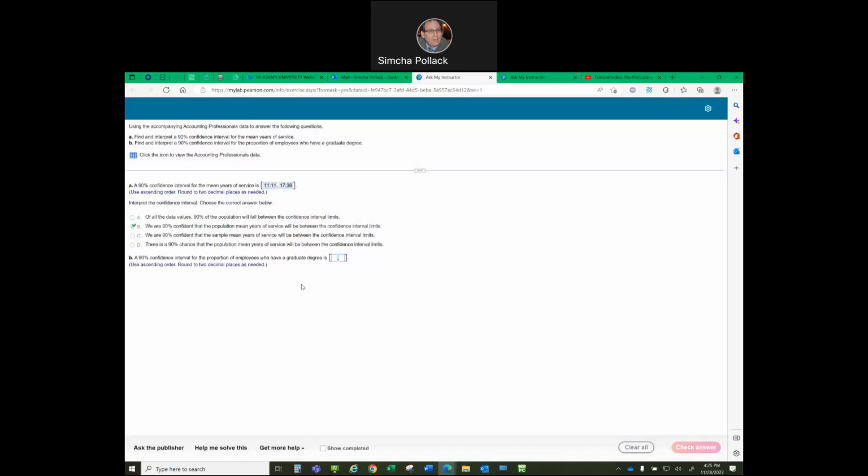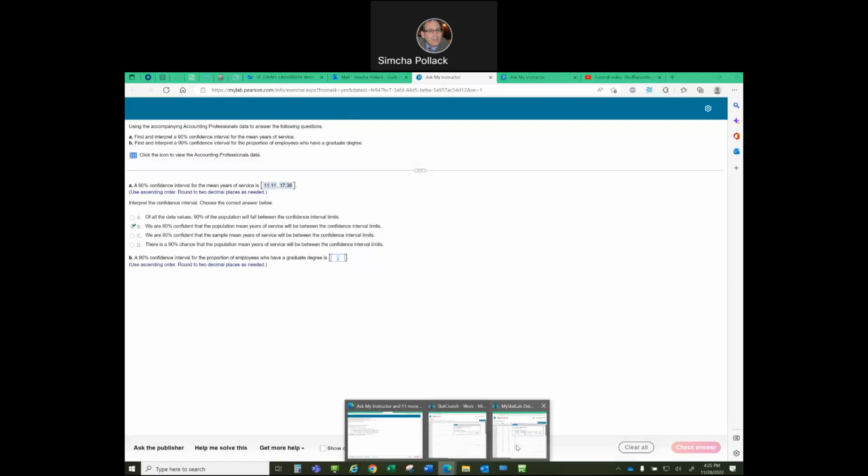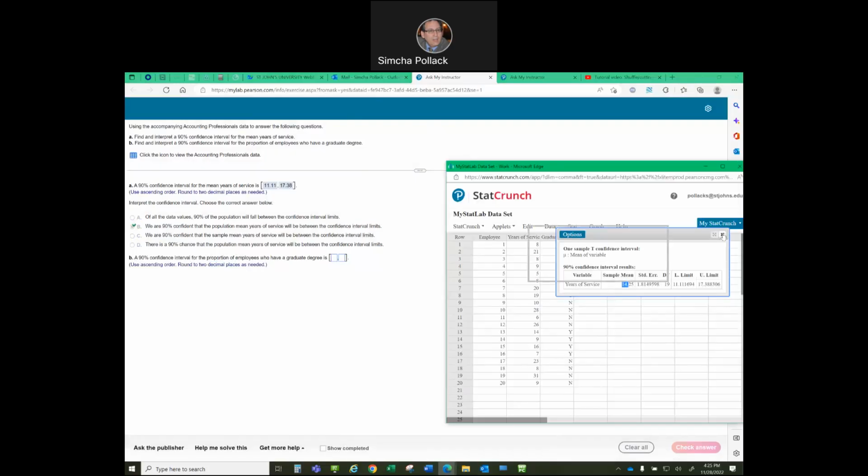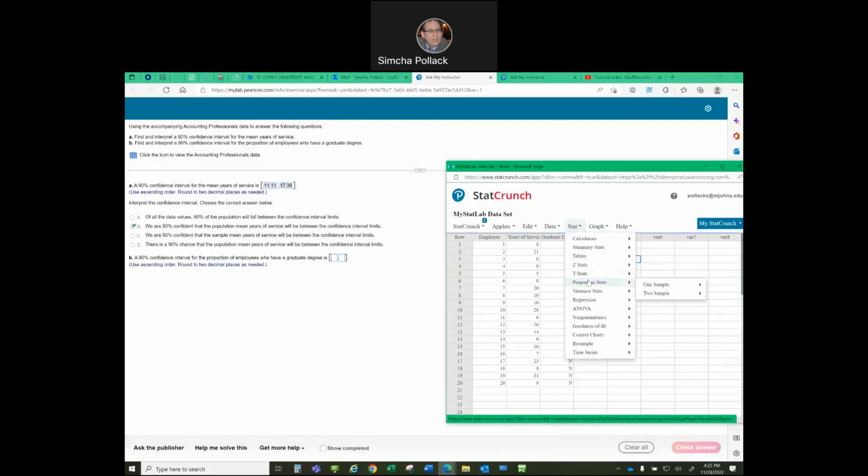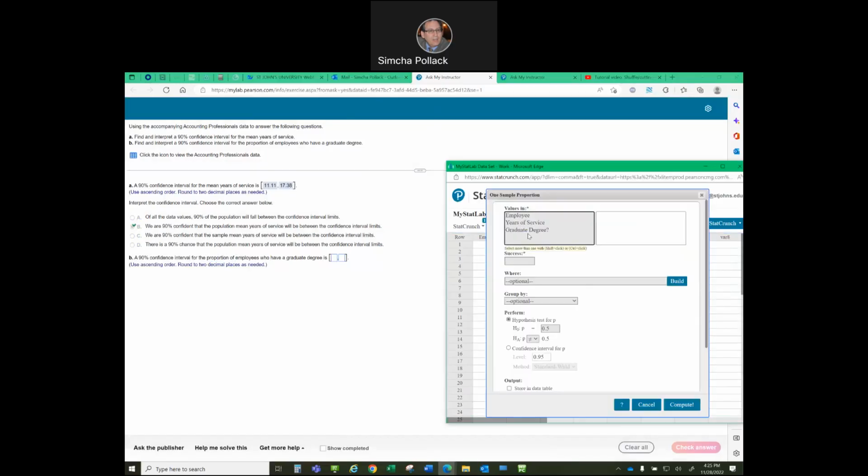Now they want to do the same thing. Instead of dealing with averages, they want you to deal with proportions. Okay, we'll do the same thing. Probably be very similar. You go to StatCrunch, we eliminate this, go to stat, proportion stats, one sample with data, because we have the data. The graduate degree, yes or no, is the variable. I guess we'll define success as a Y.